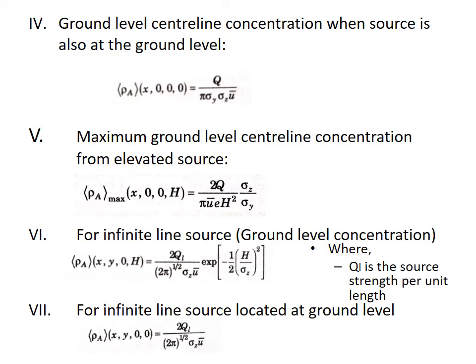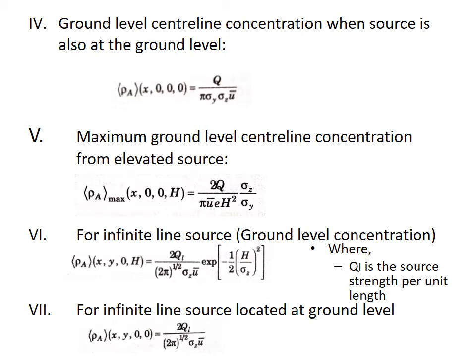So the concentration of any pollutant A is given as rho A of x, y, 0, h, equal to 2 Q_L by (2 pi) raised to 1 by 2 into sigma z into u bar, into exponential of minus 1 by 2 (h by sigma z) the whole square, where Q_L is the source strength per unit length.